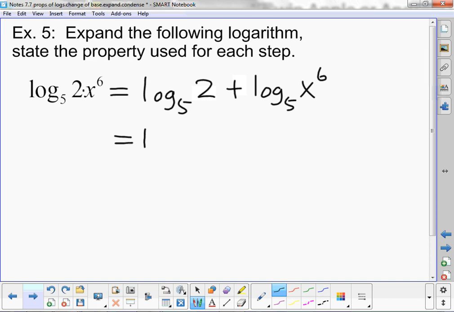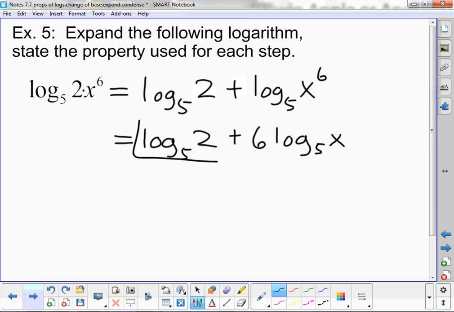Log base 5 of 2, there's nothing really about that that can be expanded. There's no multiplication going on. There's no quotient. There's no exponent. This other one has a 6 up here. So bring the 6 down. So 6 log base 5 of x. And there you go. That's expanded as much as we can expand it.